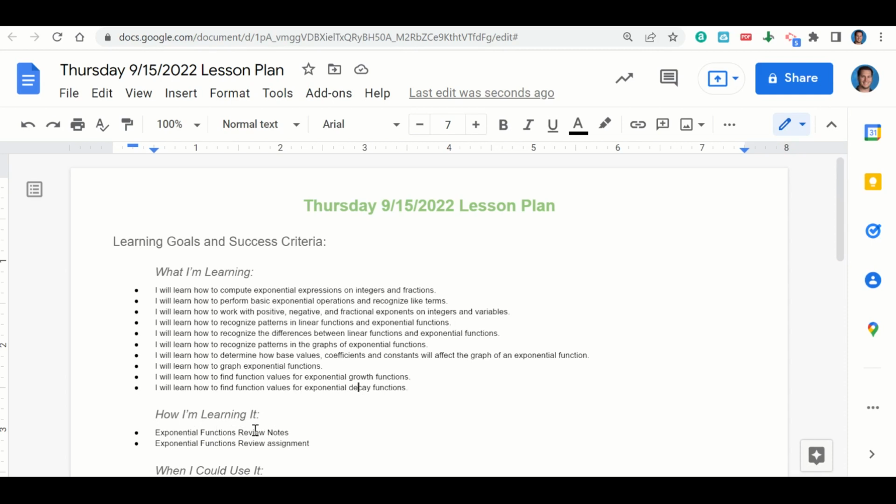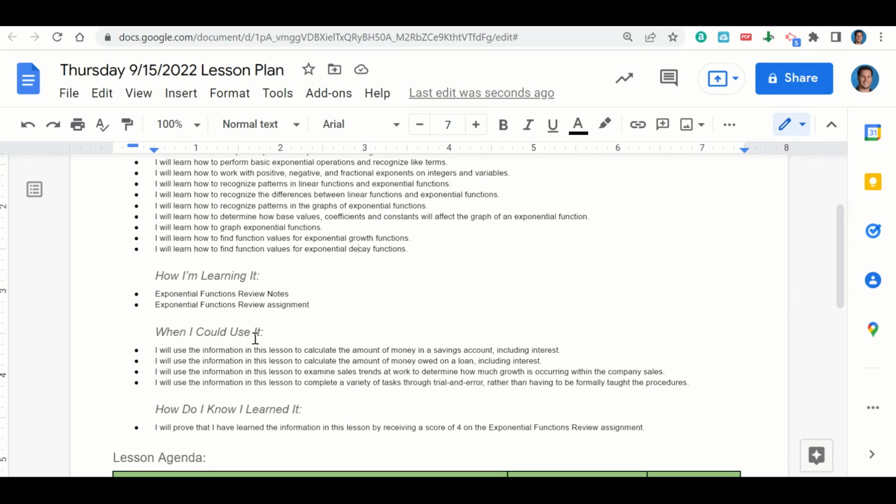Through the exponential functions review notes and the exponential functions review assignment. When can we use the information in this lesson?